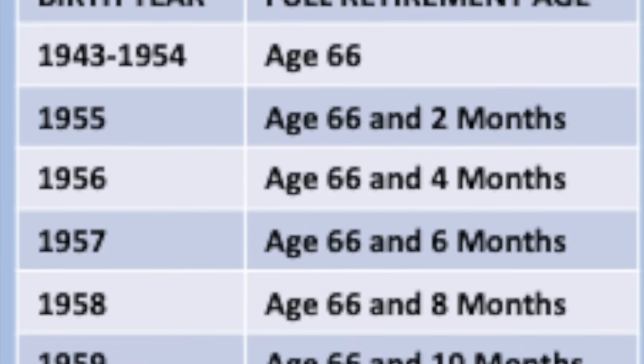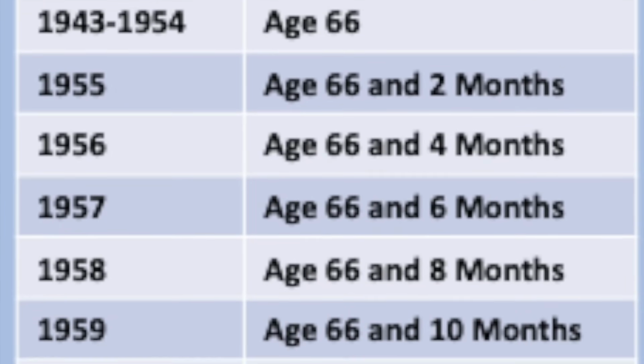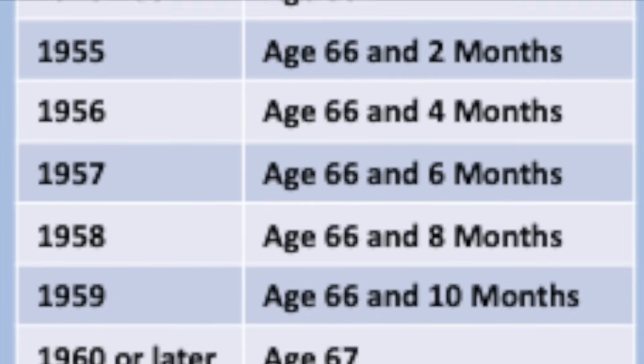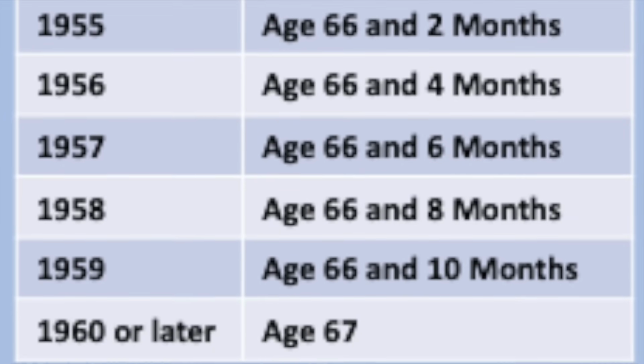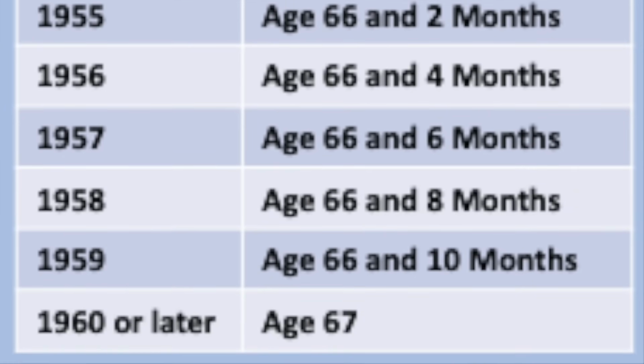If they were born in 1956, it would be 66 years and 4 months, and so forth and so on, all the way up to 1960, where it would be age 67. By the way, don't worry about remembering this. I'll put a schedule in the description so that you don't have to stop the video to write this down. But for the purposes of this video, let's assume that full retirement age is age 67. So at full retirement age 67, they'd receive 100% of their Social Security payment.